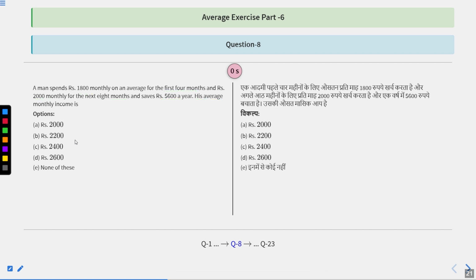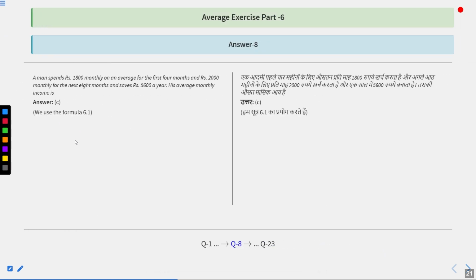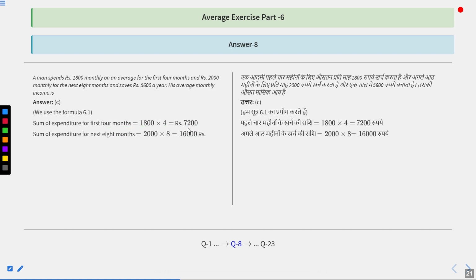Now time's up. Let's see the solution. Now we are using formula 6.1 in this question. The sum of the expenditure of the first 4 months will be 1800 multiplied by 4, which becomes 7200. In the same way, the sum of the expenditure of the next 8 months will be 2000 multiplied by 8, which becomes 16,000. And the saving is 5600.